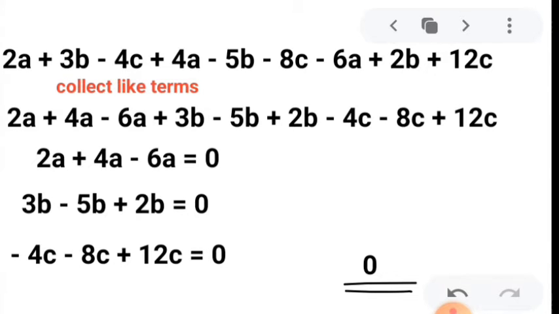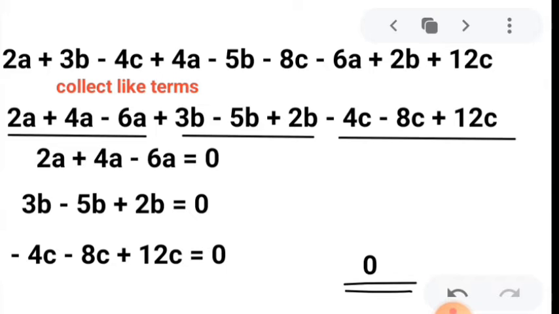So we have 2a plus 3b minus 4c plus 4a minus 5b minus 8c minus 6a plus 2b plus 12c. So we collect like terms. As you can see, every term that has an a, they are brought together. Every term that has a b, they are brought together. And every term that has a c, they are also brought together.